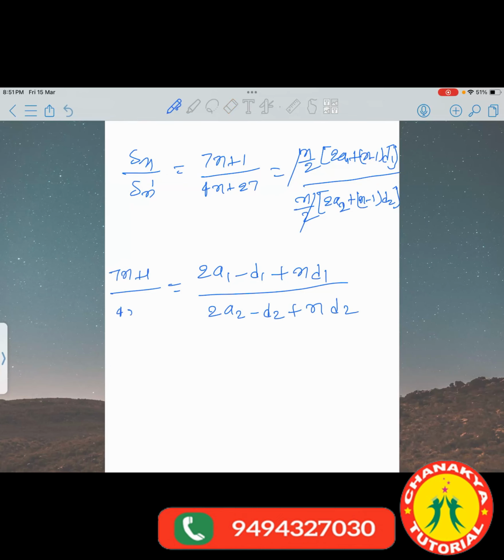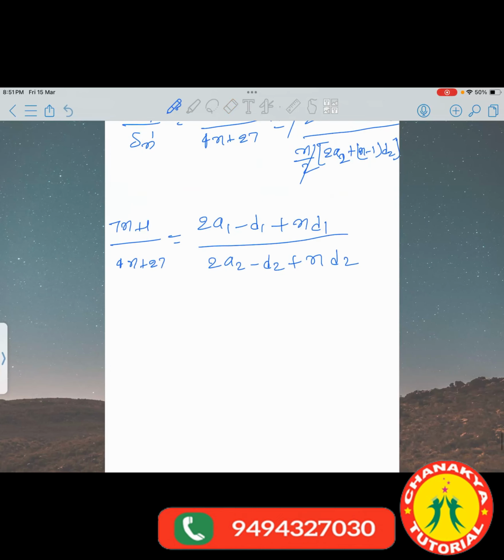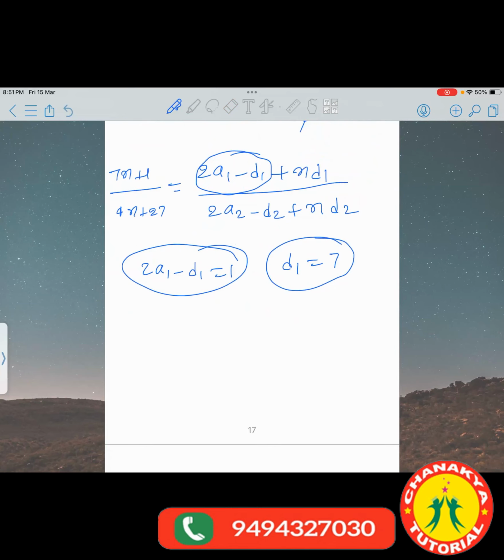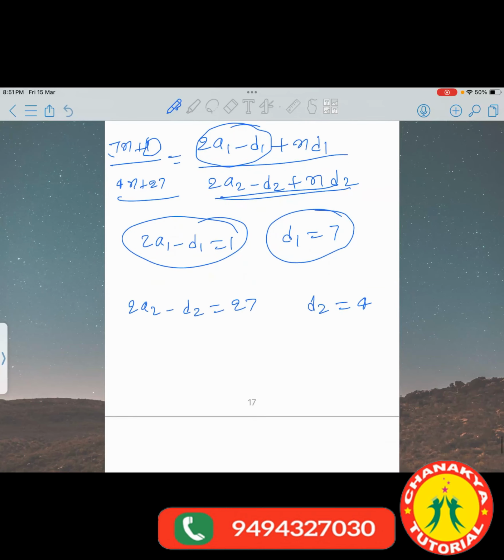7n plus 1 upon 4n plus 27. We compare, this is a constant term, right? So 2a1 minus d1 is equal to 1, right? And d1 is equal to 7. If you compare numerator with numerator and denominator with denominator, this constant term 2a1 minus d1 is compared with 1, and 7n is compared with n d1, so d1 is equal to 7. Similarly, from the bottom denominator we can compare: 2a2 minus d2 is equal to 27 and d2 is equal to 4, right?